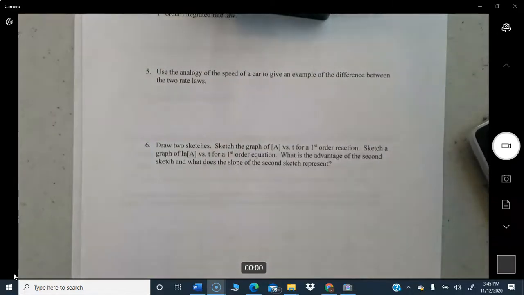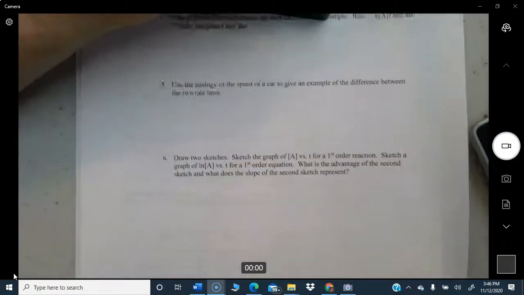Draw 2 sketches. Sketch the graph of A versus t for a first order reaction. Sketch the graph of natural log of A versus t for a first order reaction. It says equation, it should be reaction. What is the advantage of the second sketch, and what does the slope of the second sketch represent? That's all in the video. I want you to watch the video carefully, even several times. It's not entertaining, but it's got the stuff you need to know for this and for this test. So I'm going to leave number 6 for you to do. It's straight out of the video. All right, let's keep going.